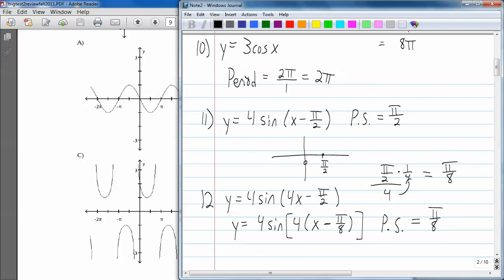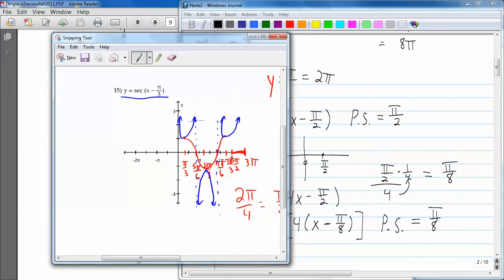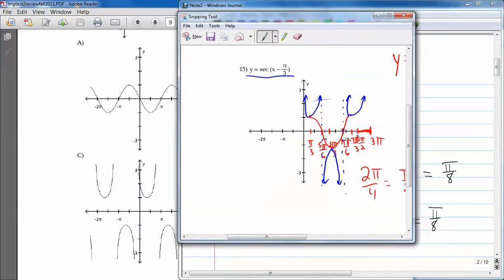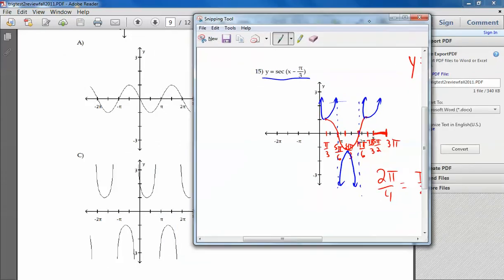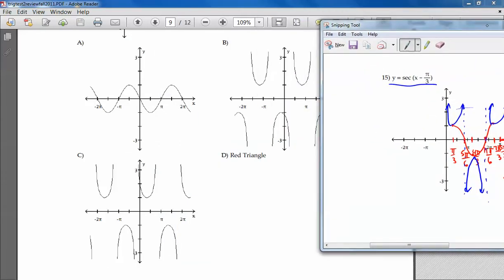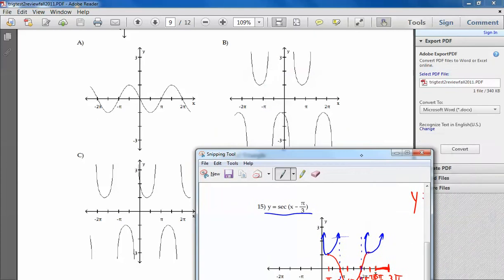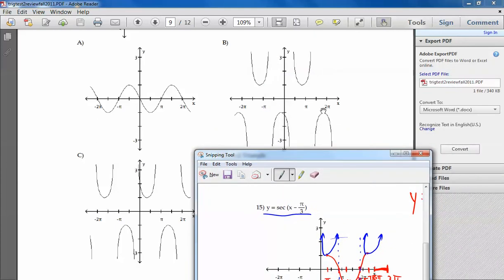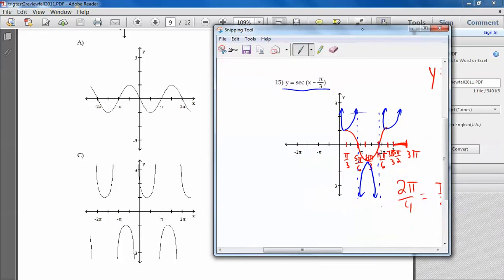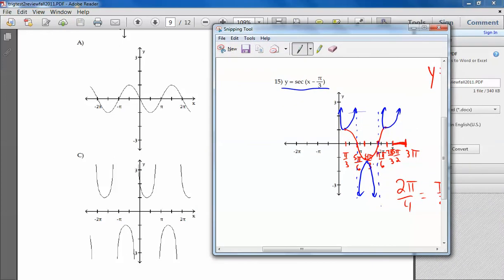So let's look at our graph and see if we can figure out which one it is. Is it B or C? Well, notice that C has a high point or a U-shaped graph opening downward close to 2 pi. Our U-shaped graph opening downward isn't really close to 2 pi. It's further over to the left. So it's got to be C. Ours has got to be C.